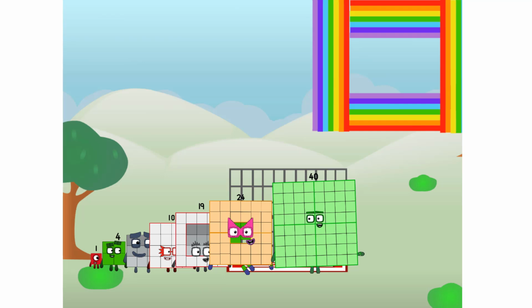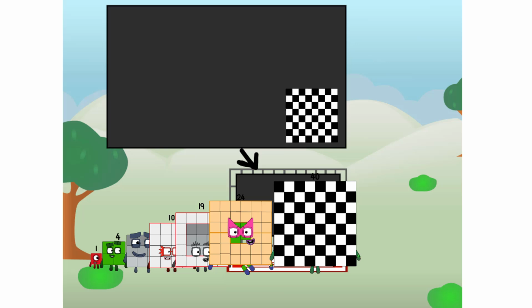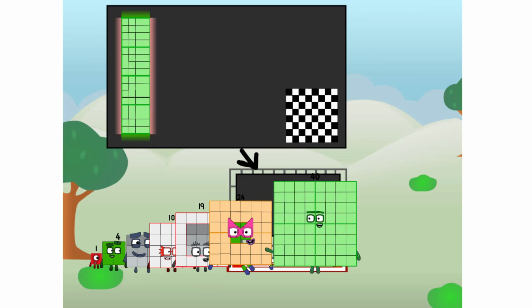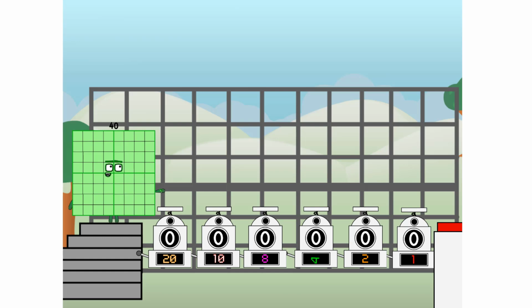Ah. There you are. This way. I've got so much to show you. I am 40. And I can be a strong square. A chessboard. A super rectangle. 8 octoblocks. Or even a super cube. But today, I want to show you a little trick I call binary boosters. Using the power of doubles to send any number flying.